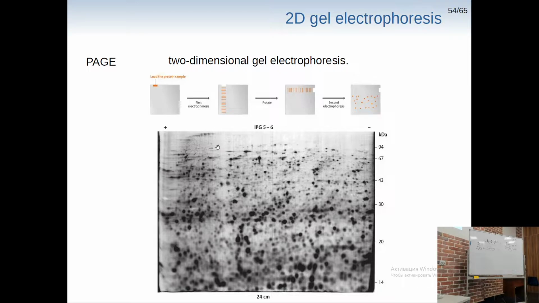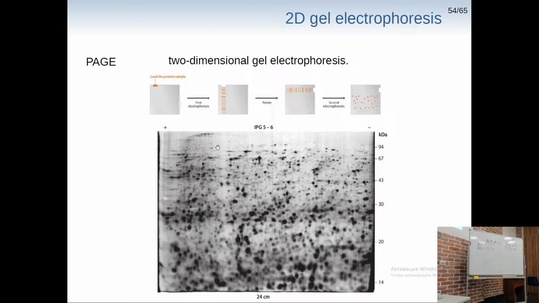So now, what is the take-home message here? That doing 2D gel electrophoresis is really a good way to get more information, and now this is already proteomics. We can distinguish hundreds and thousands of different proteoforms. Of course, it's not a whole proteome, but a big part of it.